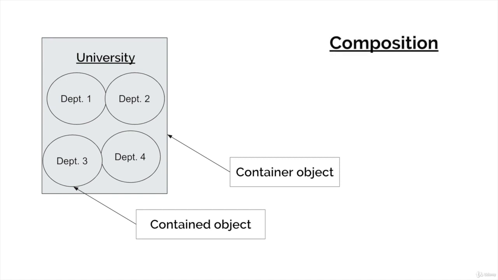So to define composition: when there is a possibility that a contained object could not exist without the existence of container object, that particular relationship or association is known as composition. Now let's understand what is aggregation and how it differs from composition.